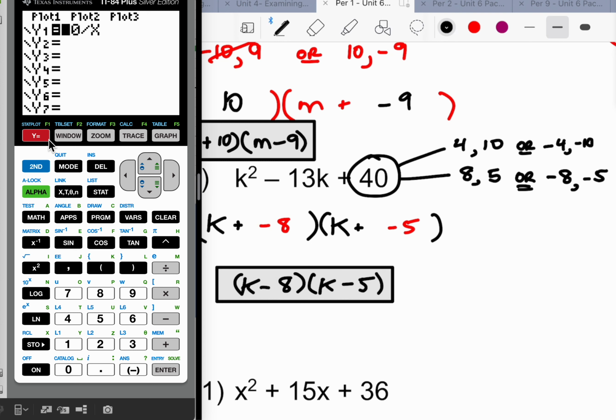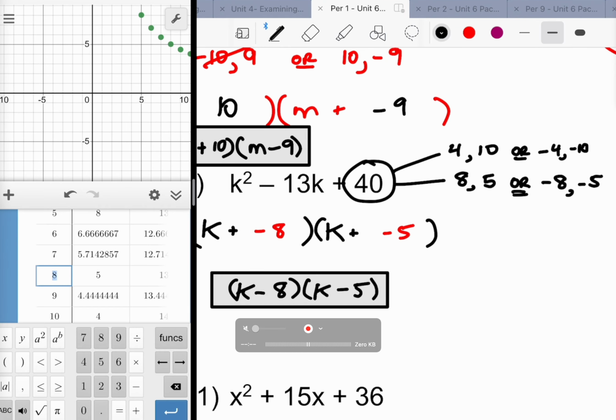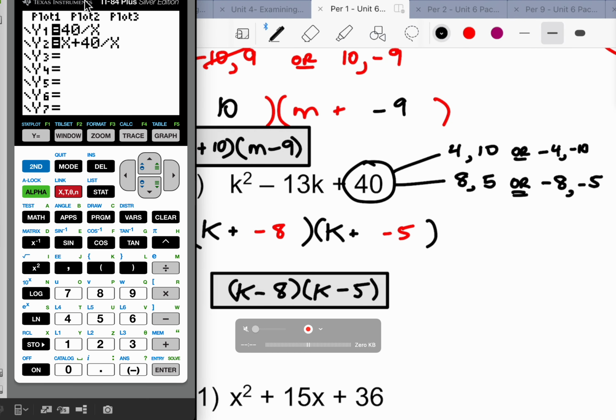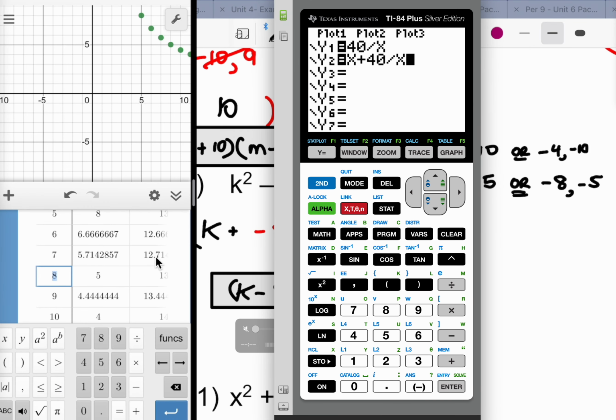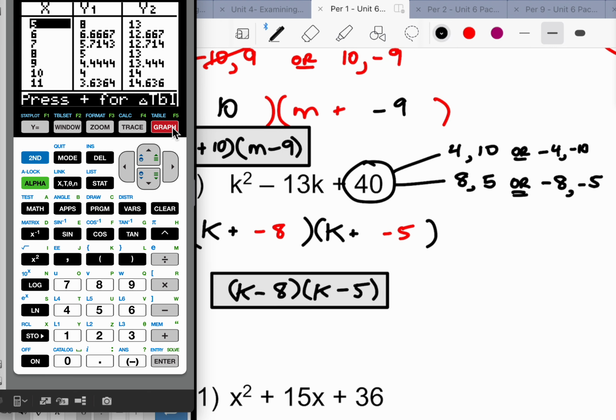All right. So what we're going to do in the next little field here is type in x plus 40 divided by x. All right. So whatever the x value is added to whatever 40 divided by x is, and that would give us the sums that we got in that third column on Desmos. So second graph, now we have our sums.